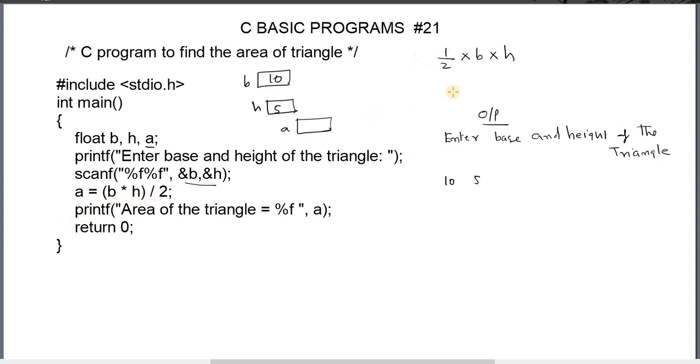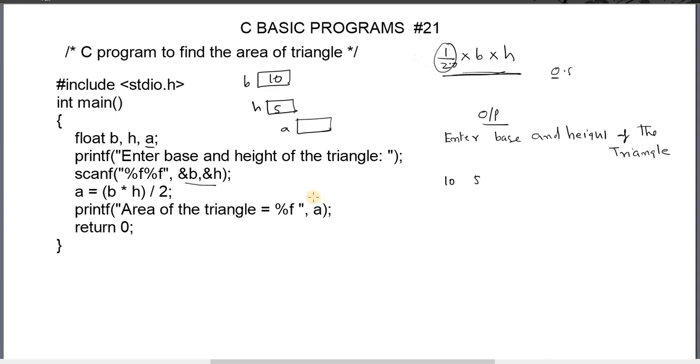You don't write half into like this. You write B into H by 2. If you write 1 by 2, the result is 0.5 in mathematics, but here both are integers, integer by integer, so it will take only the integer part, that is 0. 0 into anything is 0. Otherwise you write 0.0 here. If you simply write 1 by 2, the result of this is 0 in C programming.